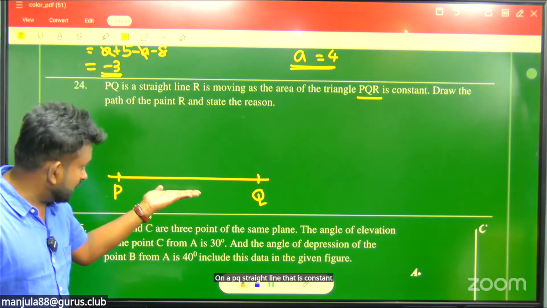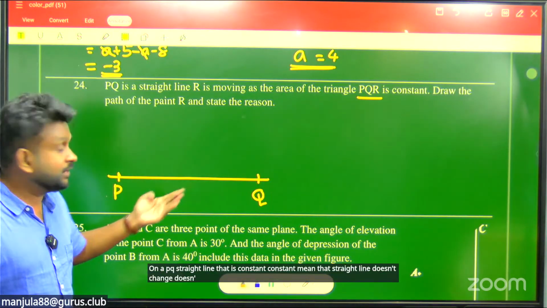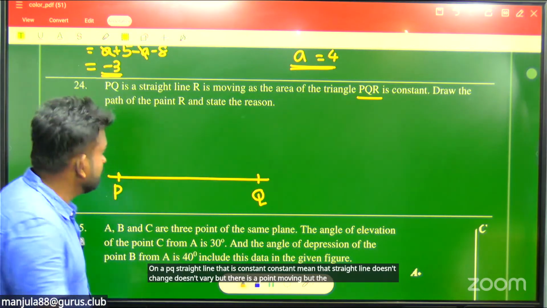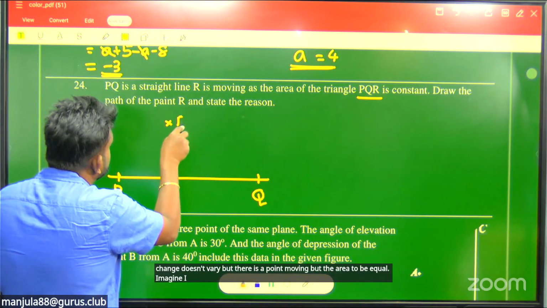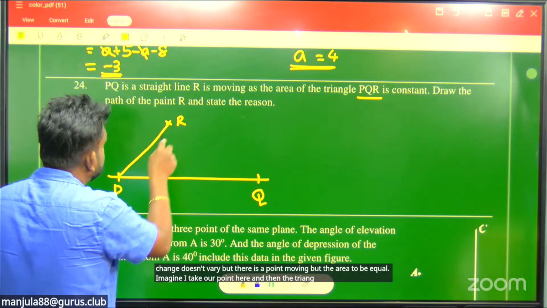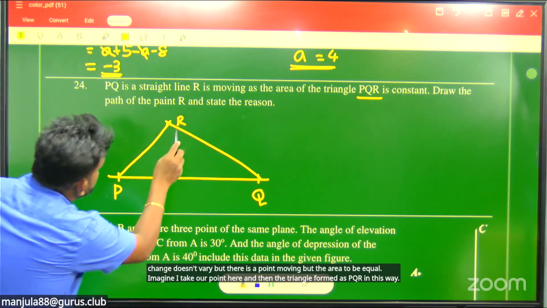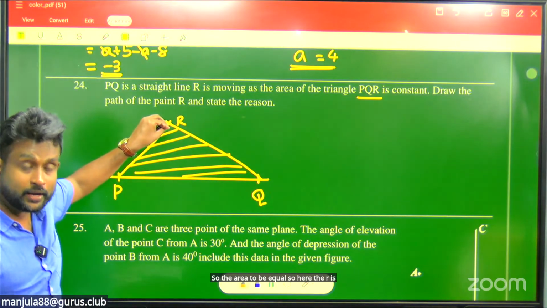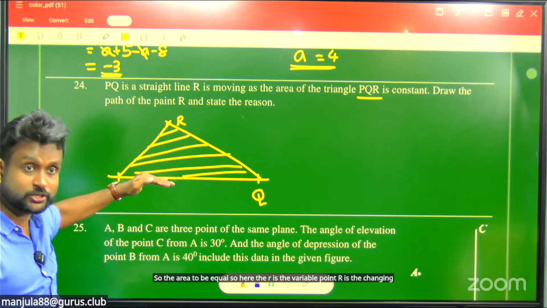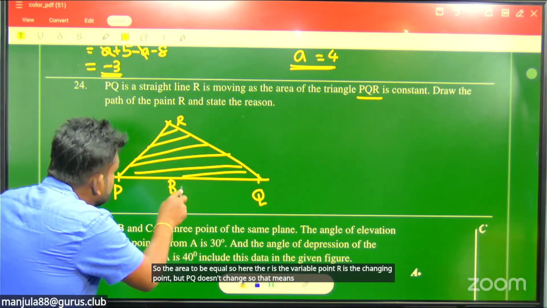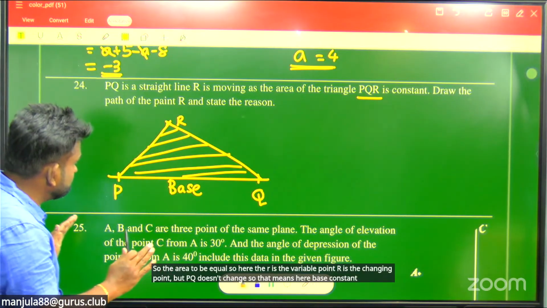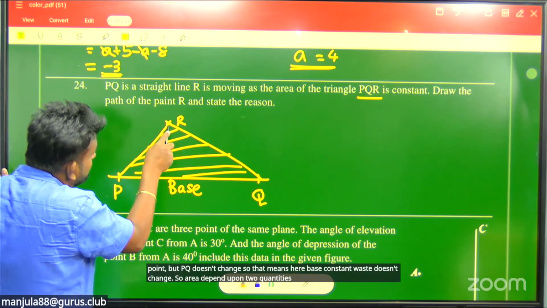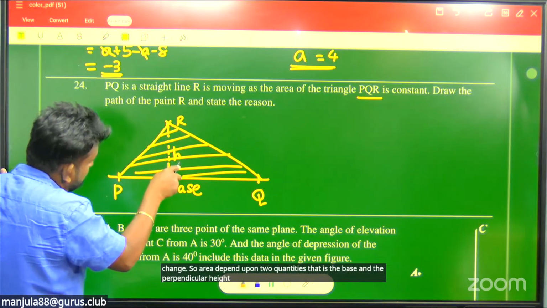Constant means that the straight line doesn't change, doesn't vary. But R is a point moving while the area is to be equal. Imagine I take point R here and the triangle formed is PQR in this way, and the area is to be equal. So here R is the variable, changing point, but PQ doesn't change. That means the base is constant. The area depends upon two quantities, the base and the perpendicular height from R, this H.